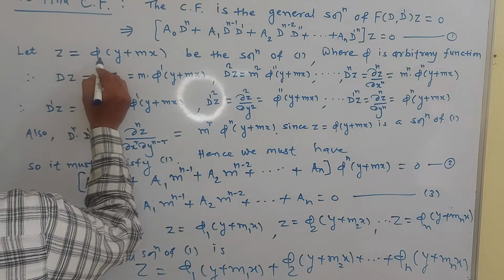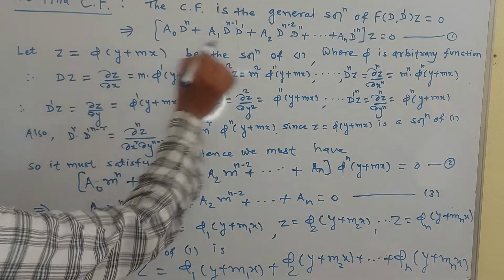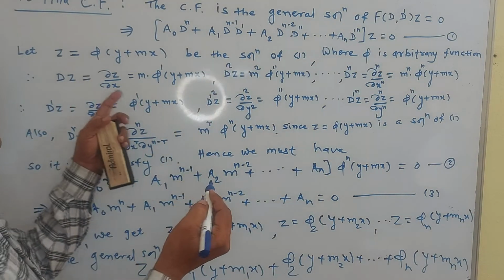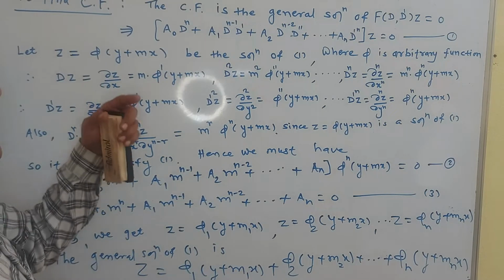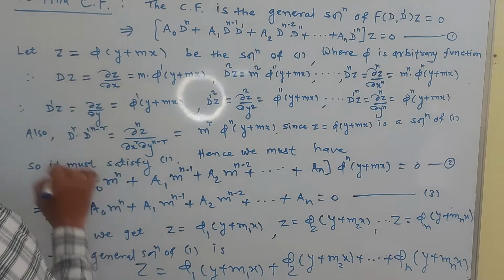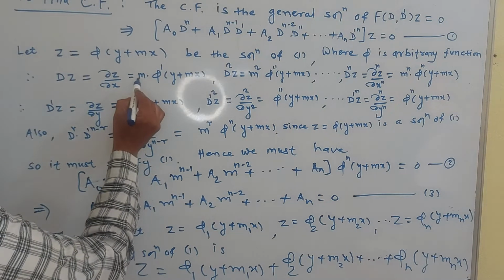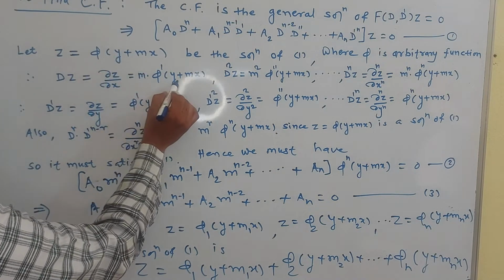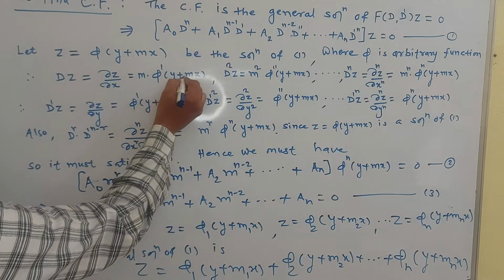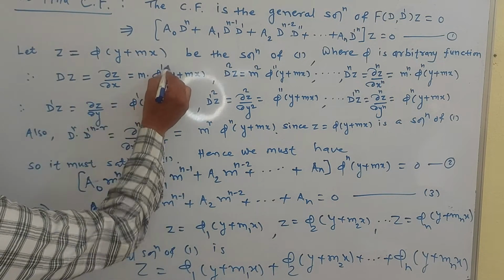Let z = phi(y + mx) be the solution of this equation, where phi is an arbitrary function. Now you know that D means the operator del by del x, and D' means del by del y. Dz means the partial derivative of z with respect to x. Here z = phi(y + mx) is a solution. Therefore Dz = phi'(y + mx) into the derivative of y + mx with respect to x, that is m. The derivative of y with respect to x is 0 here, so Dz = m phi'(y + mx).